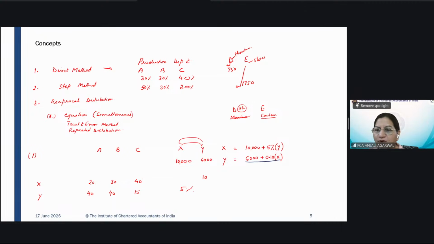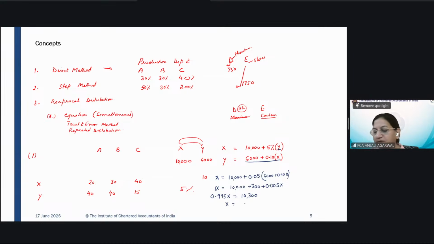I'll substitute this value of Y here. So X will become 10,000 plus 0.05 Y, and Y is 6,000 plus 0.10 X. So ultimately X becomes 10,000 plus 6,000 into 0.05, which is 300, plus 0.005 X. This is 1X, this is 0.005 X. So when you solve this equation, it will become 0.995 X is equal to 10,300.